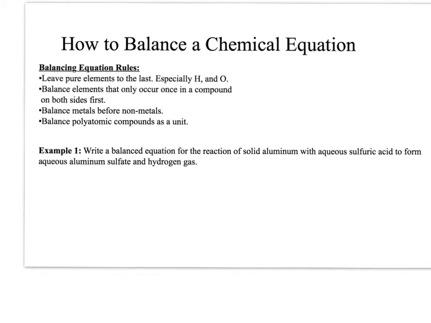So the first example that we have is: write a balanced equation for the reaction of solid aluminum with aqueous sulfuric acid to form aqueous aluminum sulfate and hydrogen gas. And you can see right away that formulas for each of these compounds aren't given. So you have to draw upon your new knowledge of writing formulas to create the chemical equation first for this, the skeleton equation, and then you're going to use coefficients to balance the equation.